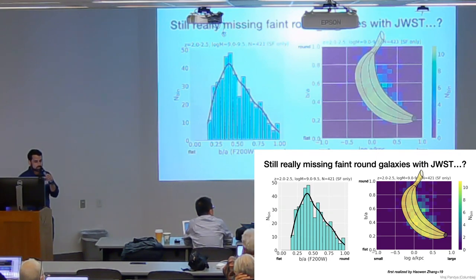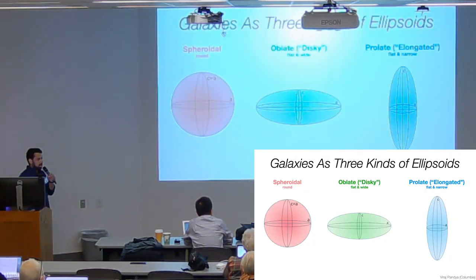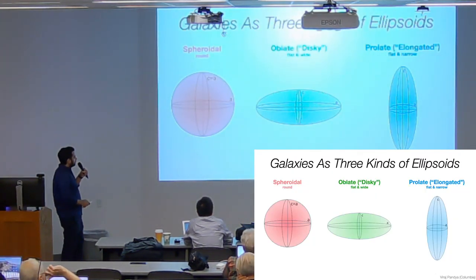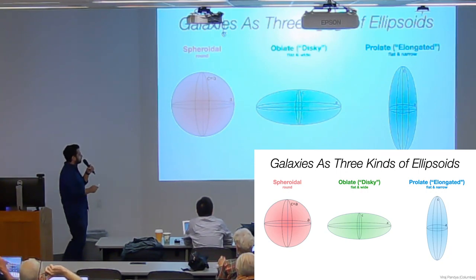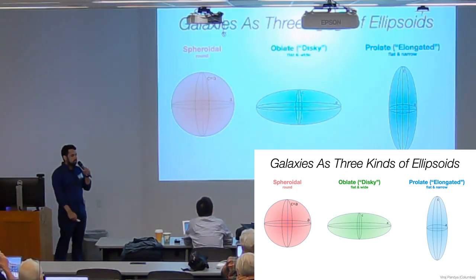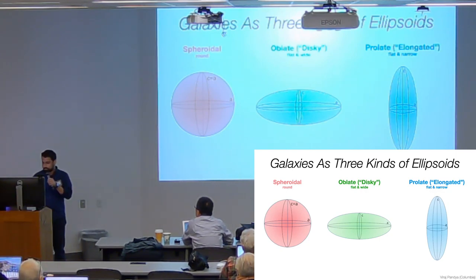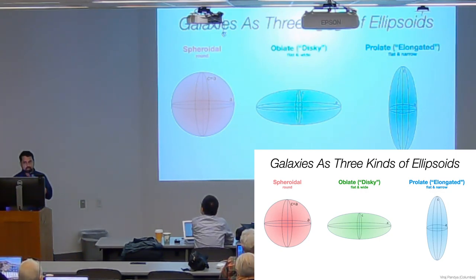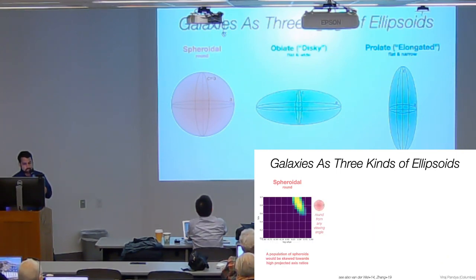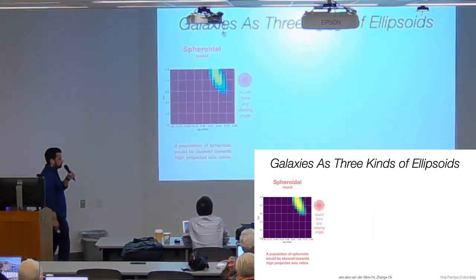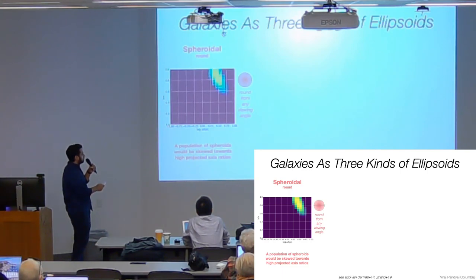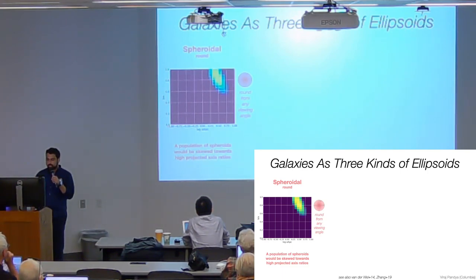And the fact that these galaxies are tracing out a banana shape in this diagram is telling you something about their 3D geometries. So let's go back to our three classes of ellipsoids. A population that is predominantly made up of one of these three kinds of ellipsoids will leave unique signatures on that B over A versus size diagram. So for example, for a population of spheroids seen from many different viewing angles, they're going to look round from any viewing angle, so they're going to have preferentially high B over A on this diagram.